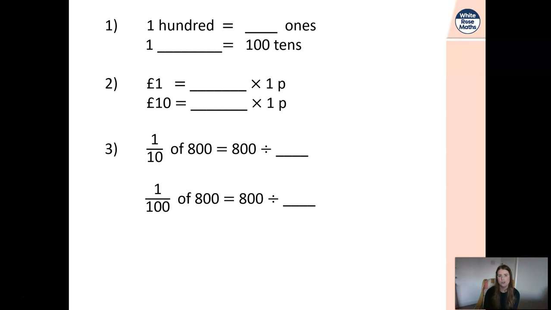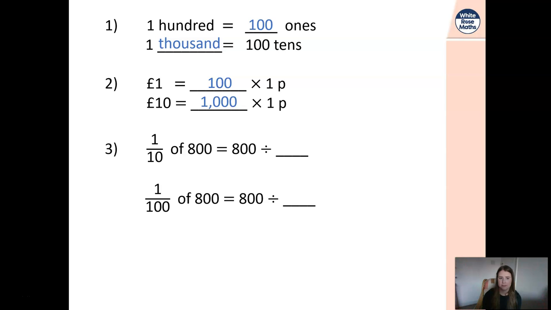So number 1, we know that there are 100 lots of ones in 100. One something is equal to 100 tens, so 100 lots of tens is the same as saying 1,000. We can apply the same knowledge here when we talk about money. We know that £1 has got 100 pennies in it, so the answer is 100. We know if there's 100 pennies in £1, we've got to multiply that by 10 to give us £10. Therefore, the answer is 1,000.